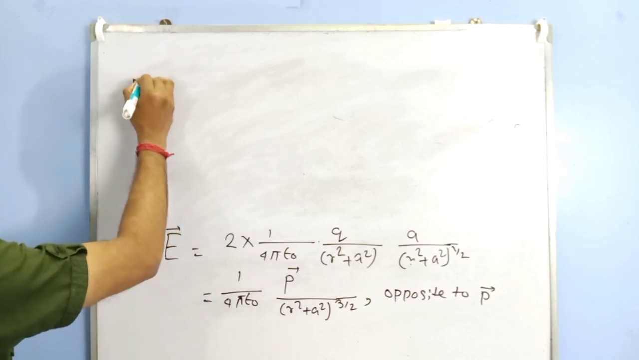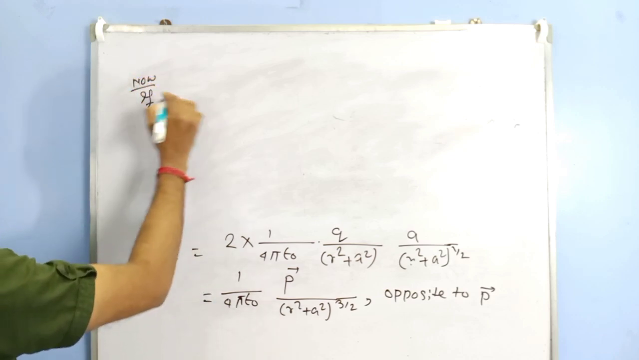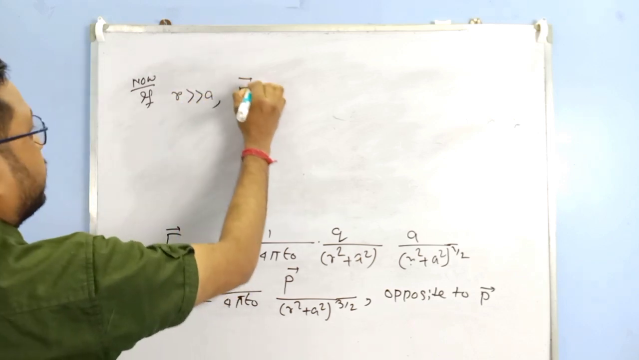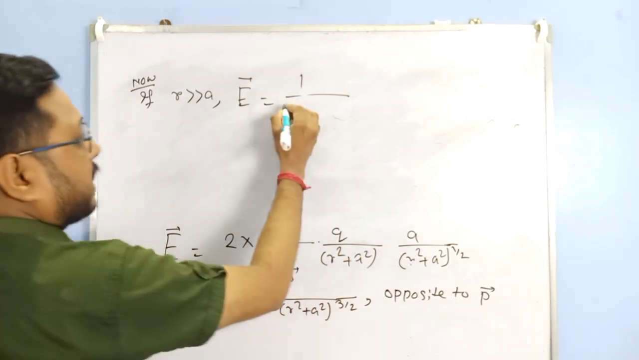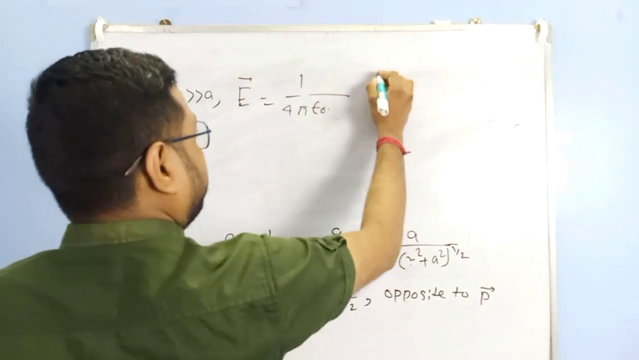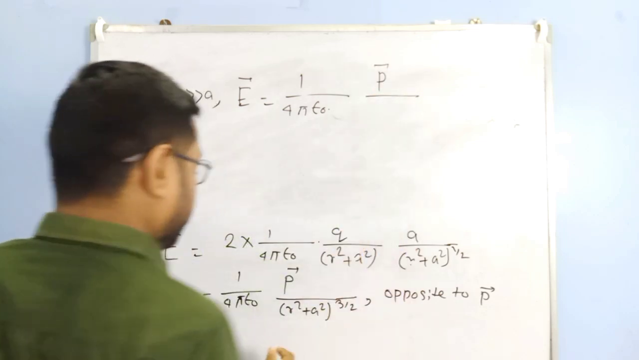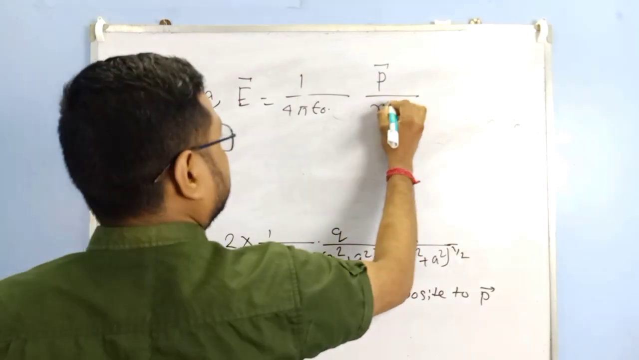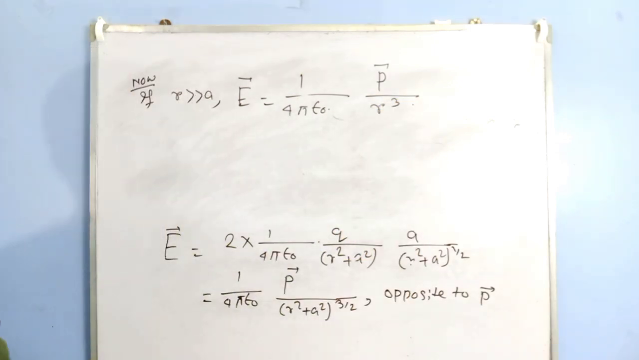And now again, if R is much greater than A, then we can get the value of E equal to 1 by 4 pi epsilon naught P divided by R cube, as A square is negligible.